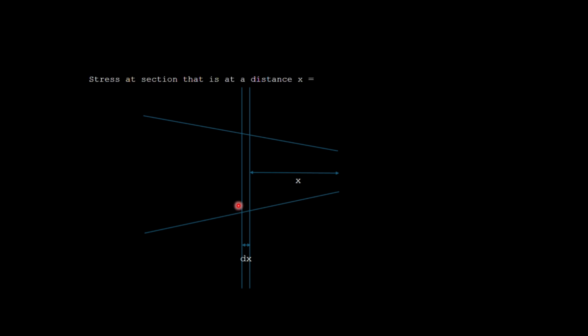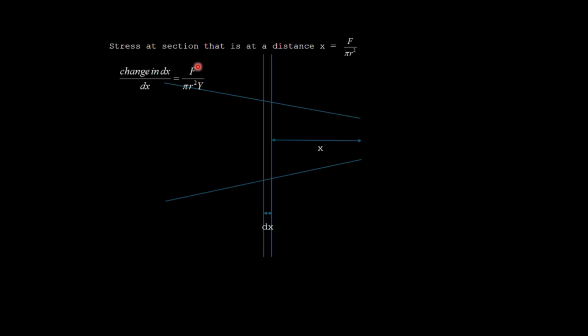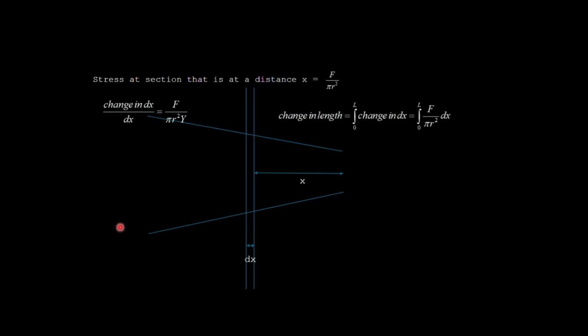Okay, so stress at the section at distance x is force over pi R square, and assuming the same stress at these two sections, the distance between these two sections, that is dx, will change, and the change in dx over dx is the strain. Strain is stress over Young's modulus. This is the formula we know. So to find the total change in length, we have to integrate this change in dx. So bring this dx to the other side and integrate. Total change in x is the integration of this quantity.